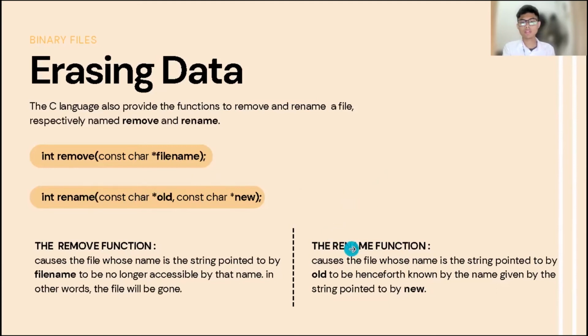The rename function causes the file whose name is the string pointed to by old to be henceforth known by the name given by the string pointed to by new. This is a program for removing data and renaming data. The file name is the name of the file you want to remove. The old is the name of the file you want to rename, and the new is the name for the new file.